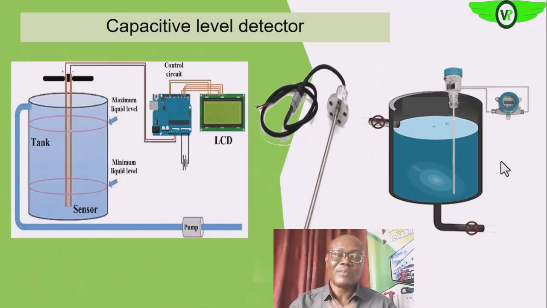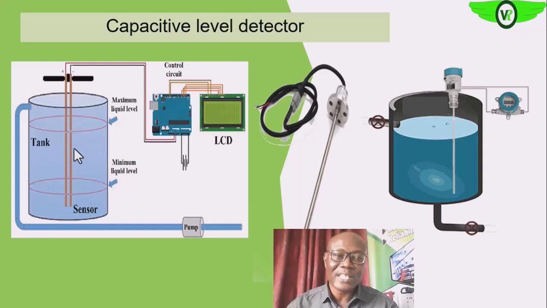So we also have the capacitive level detector. The capacitive level detector is usually mainly used to determine the level of conductive fluids in a vessel. The fluid will now form the electrolyte within the vessel.